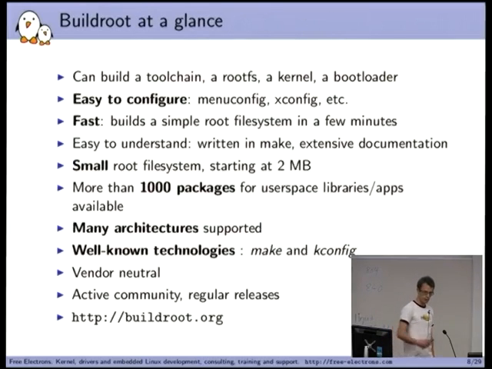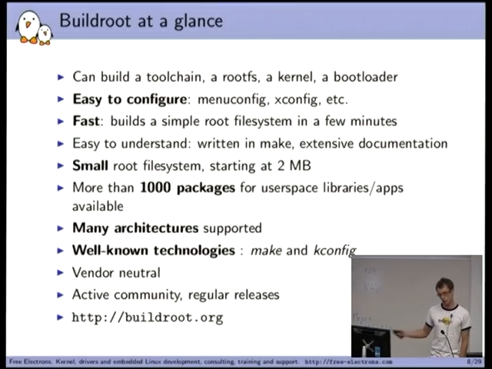So in just a few words, what are the main characteristics of Buildroot? It's a tool that can build a toolchain, a root file system, a kernel, a bootloader. It's an embedded Linux build system. It's easy to configure because it uses a menuconfig, xconfig, nconfig, gconfig interface, just like the Linux kernel itself. So if you've ever built a Linux kernel, you already know the configuration interface for Buildroot. It's fast. You can build a simple root file system in just a few minutes, so you don't have to wait for hours. It's very easy to understand because it's written in Make and it has pretty good documentation.